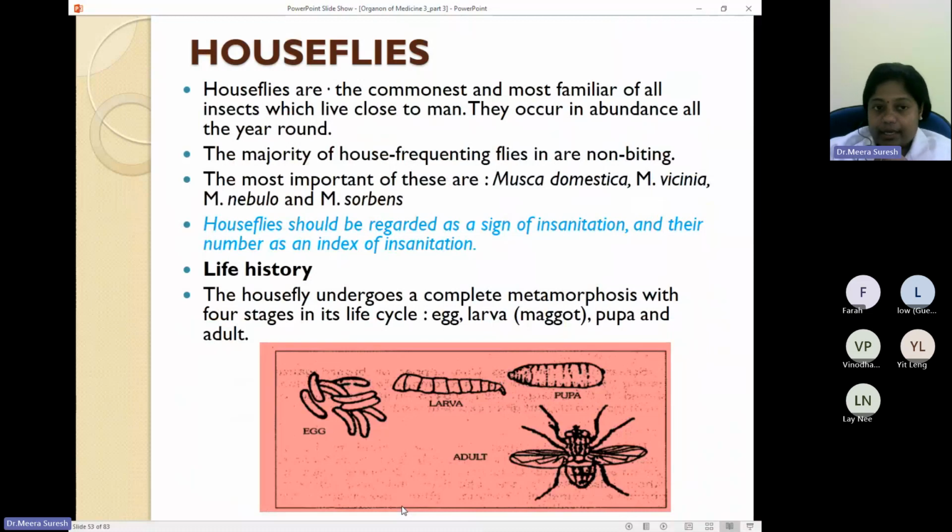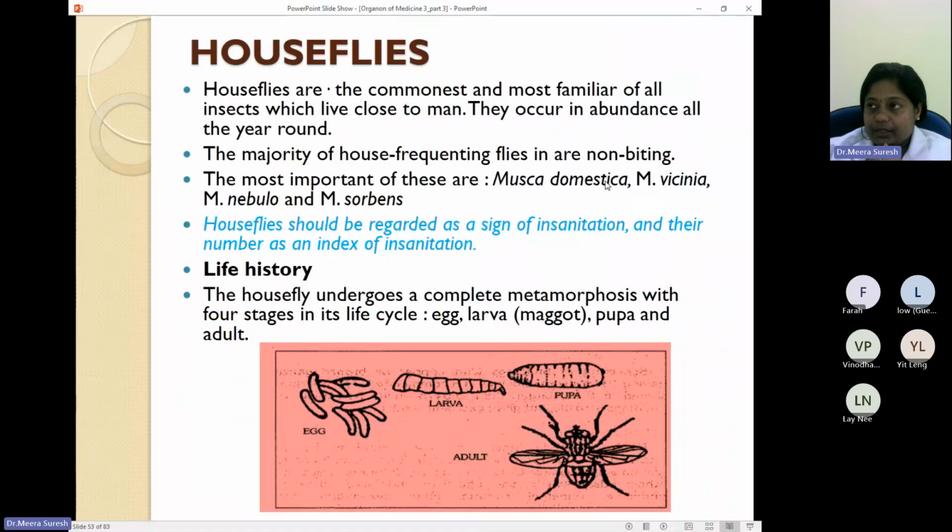We go to the next organism, that is the housefly. The housefly is the commonest and most familiar of insects which live close to man, and they are very abundant throughout the year. The most important ones are Musca domestica, Musca vicina, Musca nebulo, and Musca sorbens. Remember at least Musca domestica.